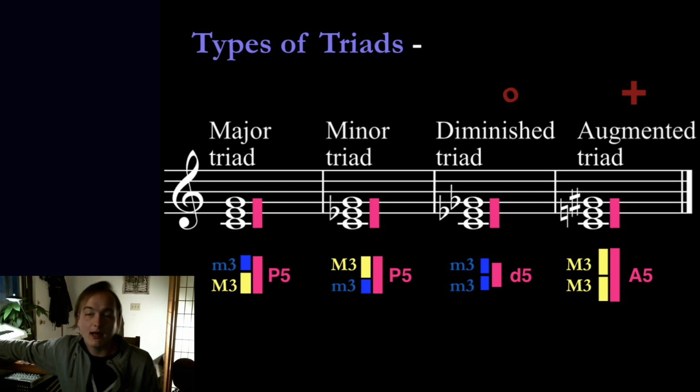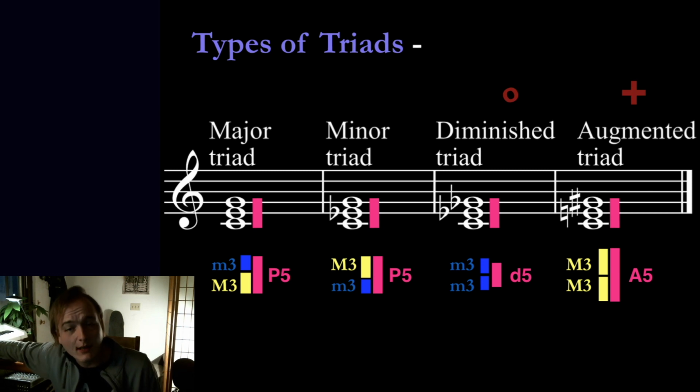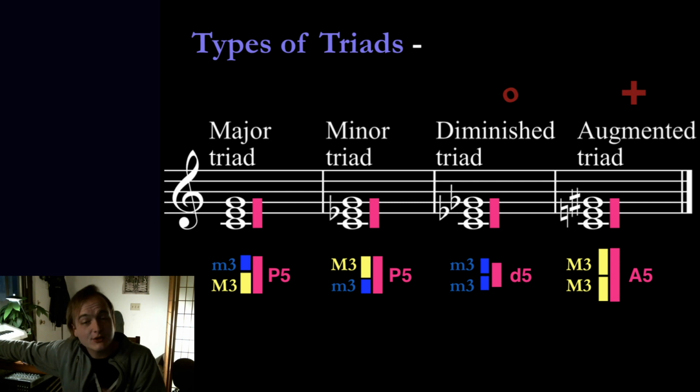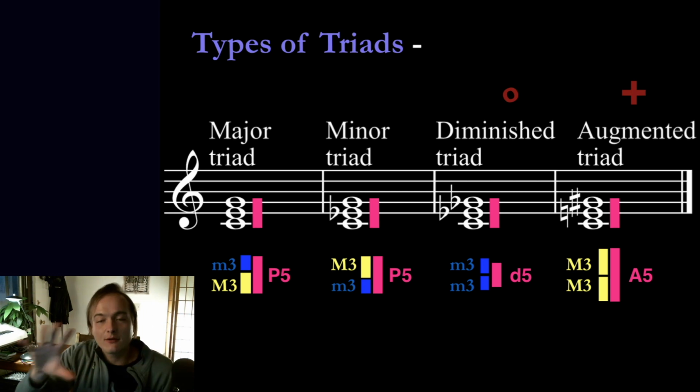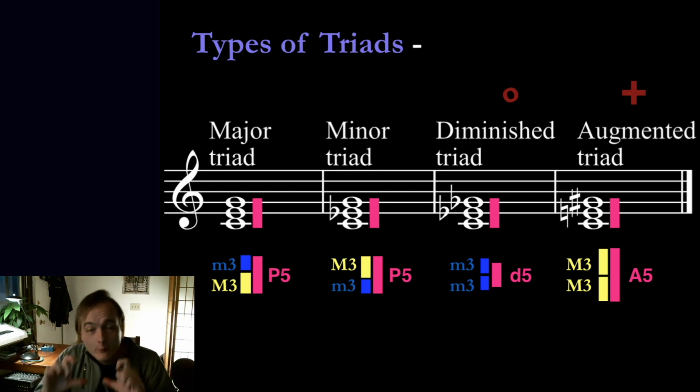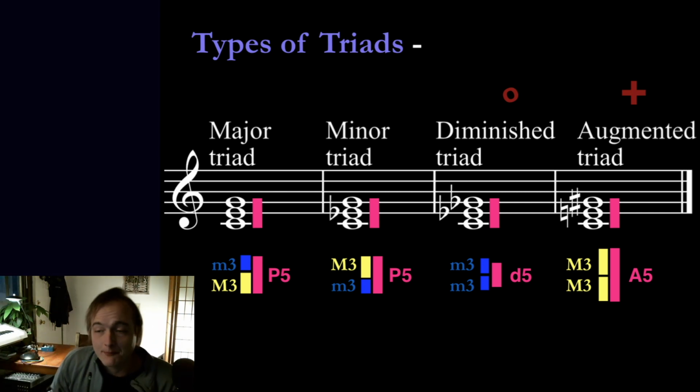Then with the diminished triad, you'll notice two minor thirds stacked on top of each other result in a diminished fifth from C to G flat. That is our diminished fifth. And then in the augmented triad, it's just the opposite. You have two major thirds together, which together form an augmented fifth from C to G sharp. So that is how to measure the intervals of the root position, or the most basic form, of our types of triad.